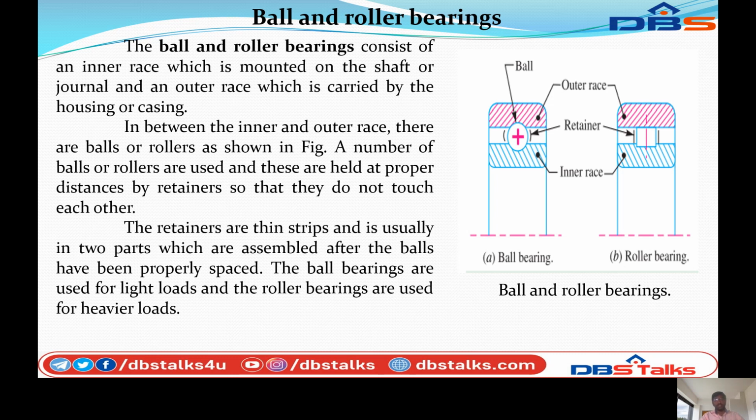In between the inner and the outer races, there are balls or rollers. As shown in the figure, a number of balls or rollers are used, and these are held at proper distance by retainers so that they do not touch each other. The retainers are thin strips and usually in two parts, which are assembled after the balls have been properly spaced. Ball bearings are used for light loads and roller bearings are used for heavy loads.